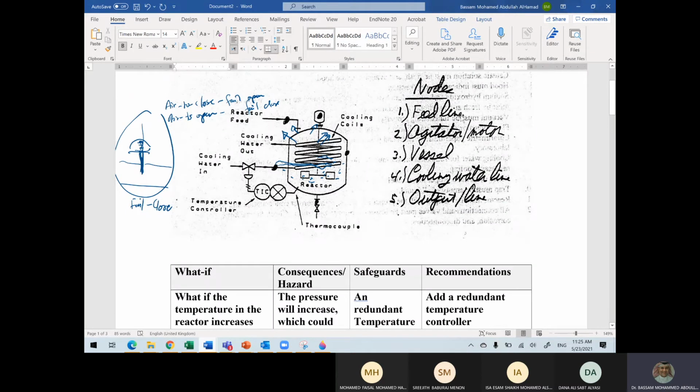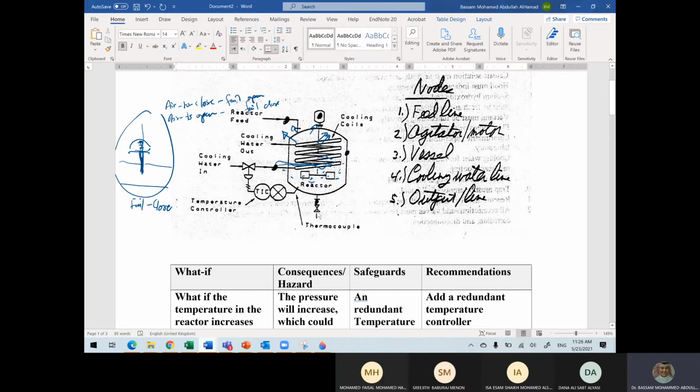The feed line could go, there could be a problem with the feed line. There could be a problem with the agitator. The agitator is not working, so the temperature increases at a certain point because it's not equally distributed. And that causes, again, more gases, and the pressure will be high. It could be that the vessel is not well designed to withstand high temperatures or high pressures. Cooling water line, there's a problem with the cooling water line. There's a problem with the output line, it got blocked.